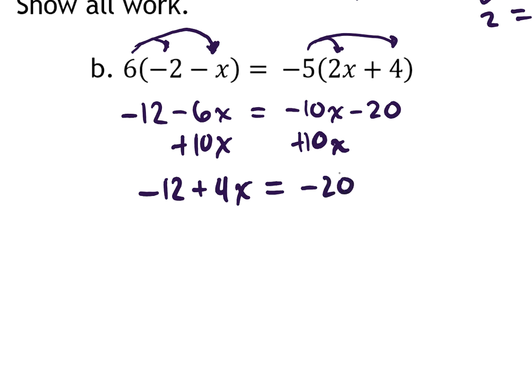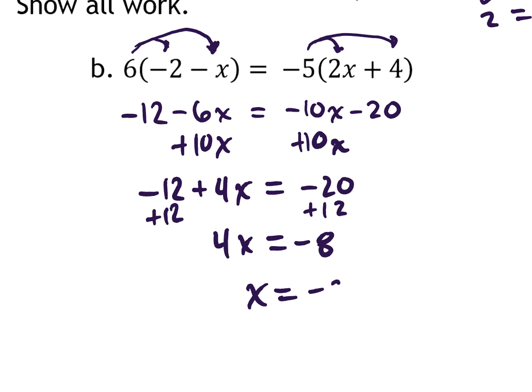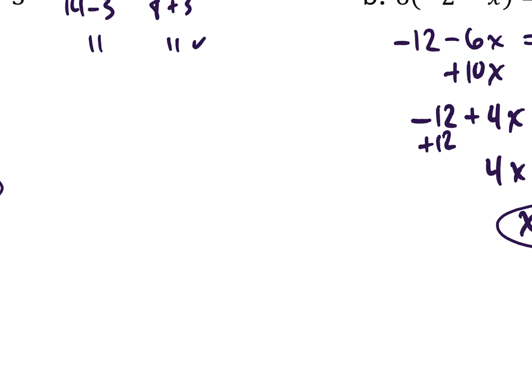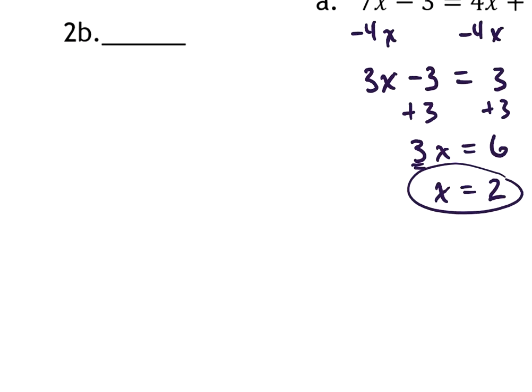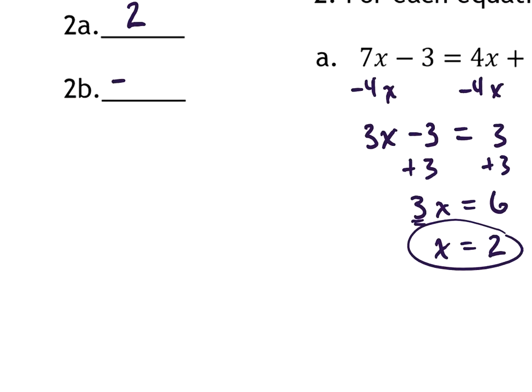Next, I'm going to go ahead and add 12 to both sides. That gives me that 4x is equal to, when I add 12 to negative 20, that gives me a negative 8. So x, when I divide both sides by 4, x is equal to negative 2. And I didn't show the check, but I recommend that you check it.